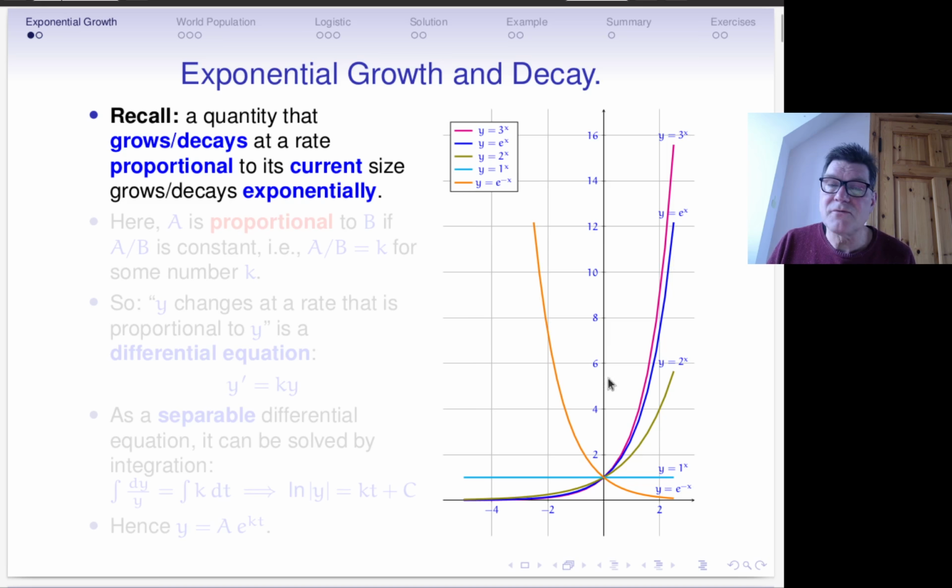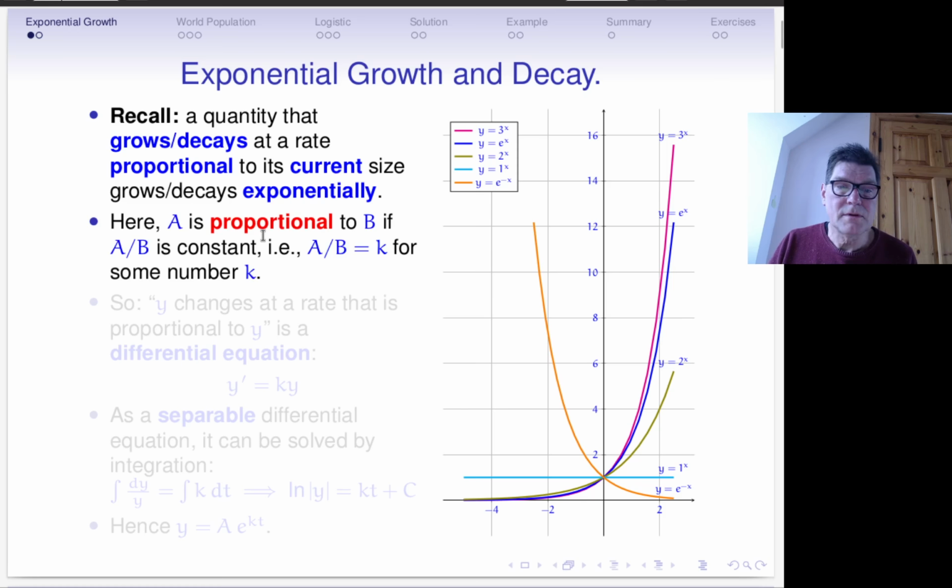The e to the x function starts off slowly, close to zero for most of the time, and then it suddenly takes off and, as they say, goes viral. Now the reason for that is that, of course, a quantity A is proportional to a quantity B if the quotient of the two is a constant. If A over B is a constant k, some number k.